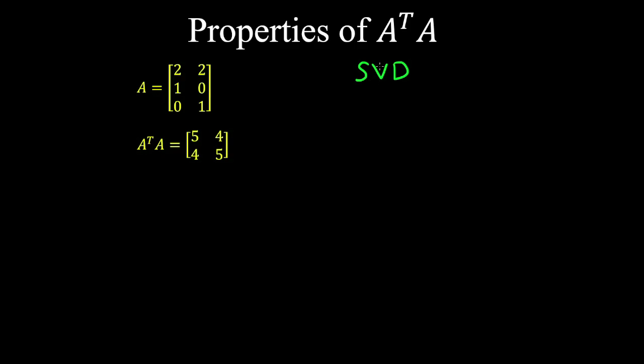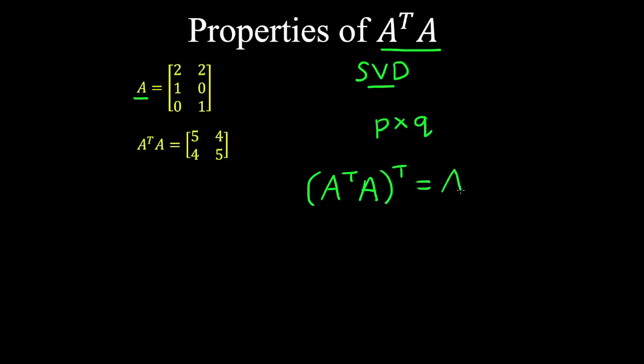And a key symmetric matrix that's involved in this method is the transpose of a matrix A with P rows by Q columns multiplied by A. So this matrix is symmetric because if we take the transpose, we can see that we end up with A transpose by the transpose of A transpose, which gives us back A transpose A.